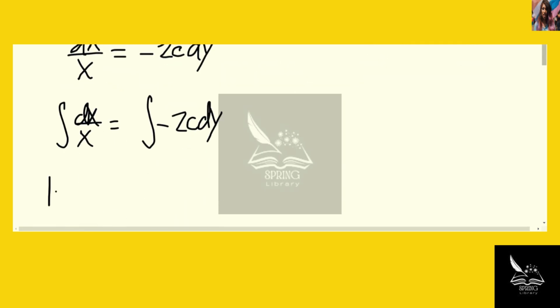This is the natural log of the absolute value of x equals negative 2c times y plus some constant, which I guess I'll call a.